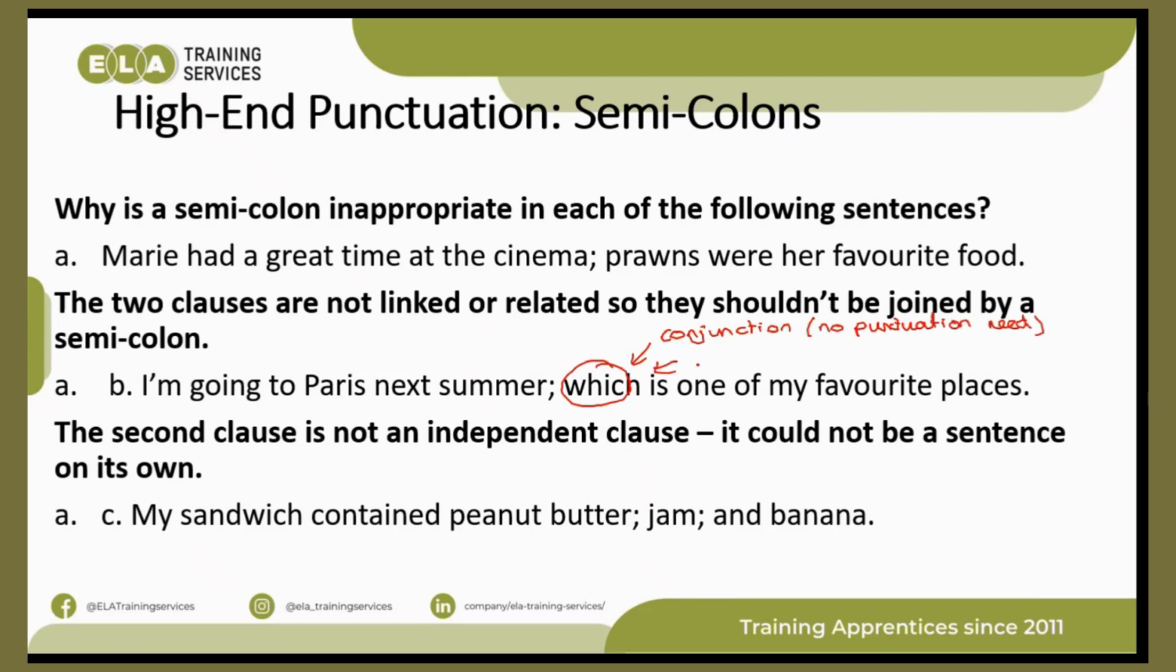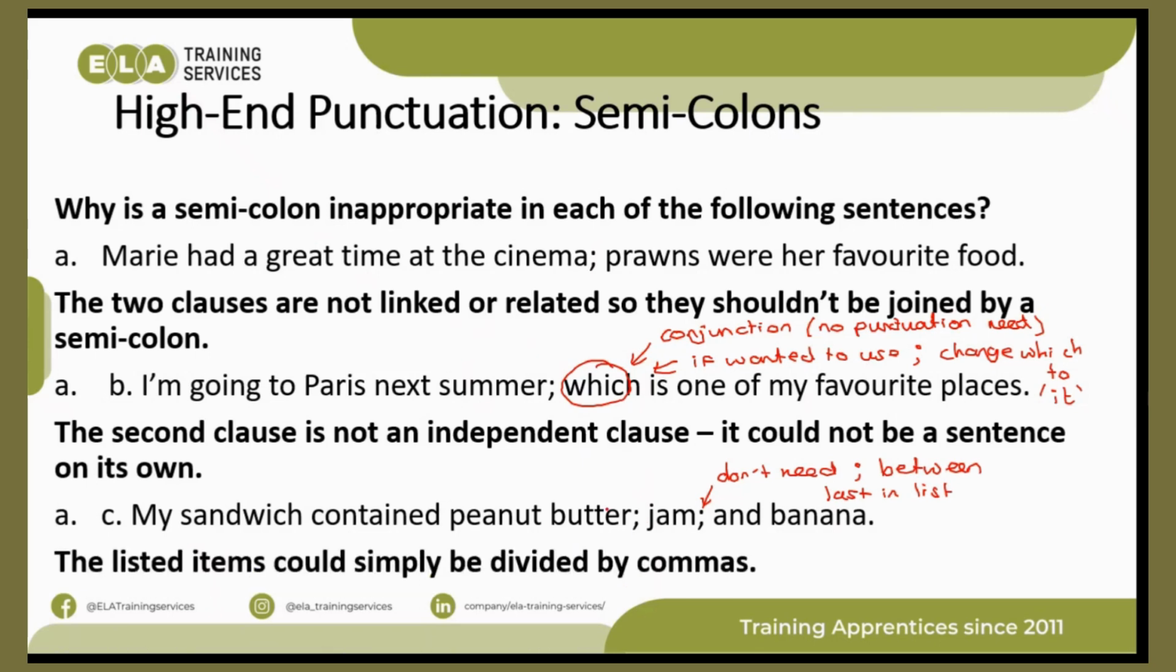If we wanted to use a semicolon, change "which" to "it". So: I'm going to Paris next summer. It is one of my favourite places. And then our last one: my sandwich contained peanut butter, jam and banana. We don't need a semicolon between the last two in the list. We don't need one at the beginning either because peanut butter is classed as all one word.